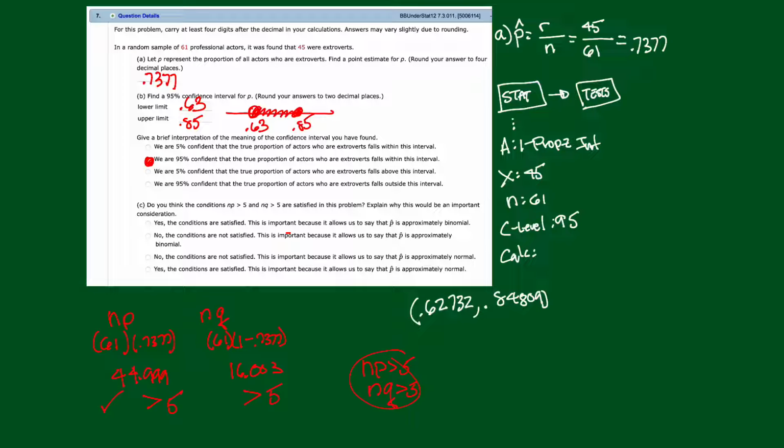Let's read over these. So it's going to be a yes. So I can get rid of that no, get rid of that no. So what's the first yes? Yes, it's important. The conditions are satisfied. This is important because it allows us to say p hat is approximately normal. There we go. That's what we want. What was the last one? Important because it allows us to say p hat is approximately normal. Oh, this one says binomial. I don't want binomial. I didn't read it. I just assumed it said normal. This is the one we want, right? It's important because it allows us to say p hat is approximately normal, not binomial. There we go. Good thing I read them all.